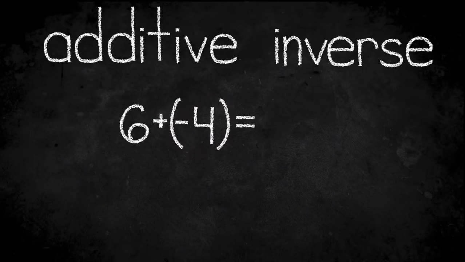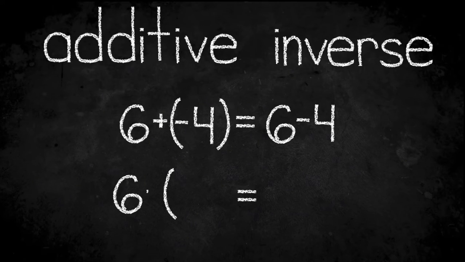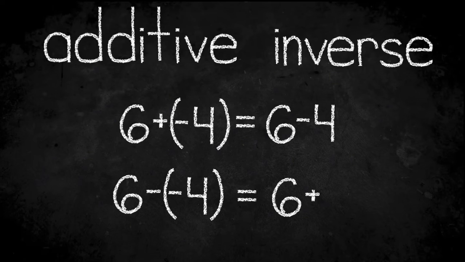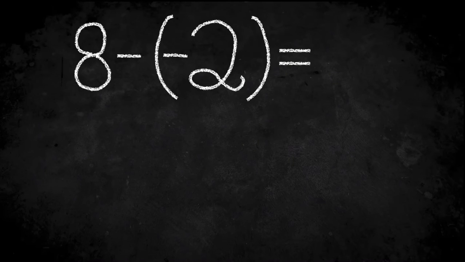So in this case, 6 stays the same. Instead of adding, we subtract, and negative 4 becomes 4, and that would be 6 minus 4. And then let's say you also have 6 minus negative 4. In this case, we add, and negative 4 becomes 4. So that would be 6 plus 4.